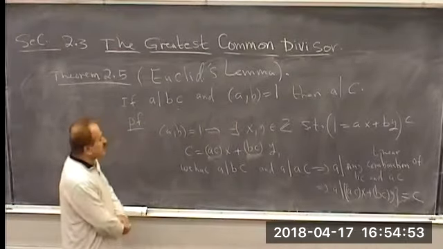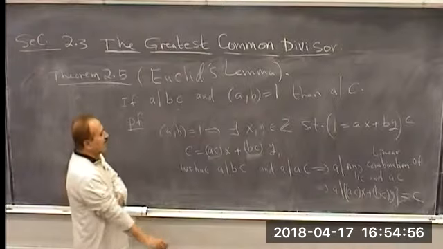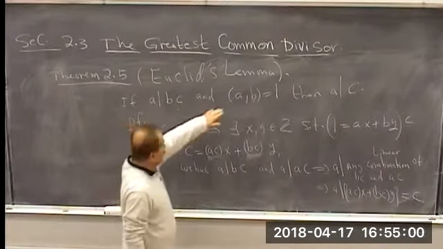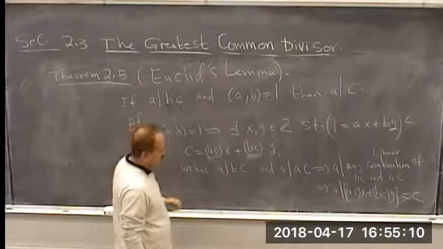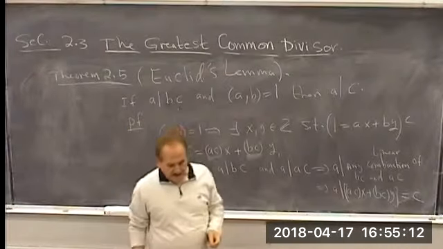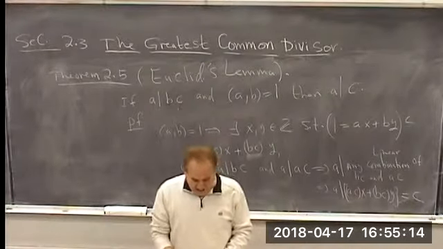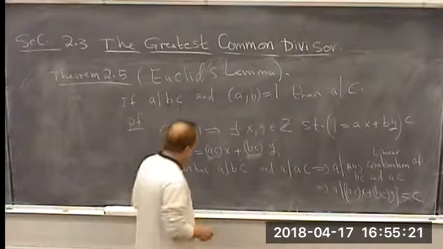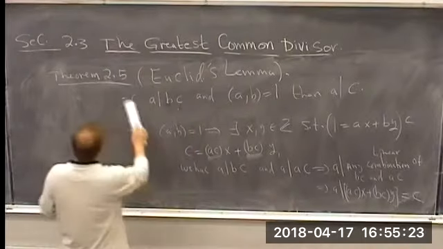And again, intuitively, it's true. There is no common factor between A and B, and A divides this product. That has nothing to do with B, so the common factor must be with the C, which A divides. All right, let me move on with other consequences of this theorem.